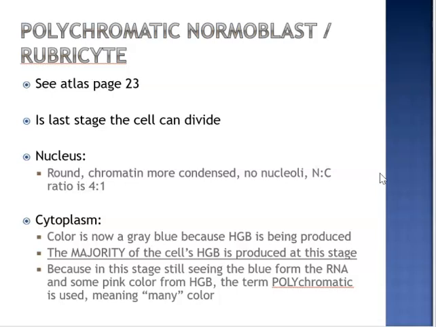Because in this stage you're still seeing blue from the RNA and some pink from the hemoglobin, this is known as polychromatic. Poly means many colors. The poly is the many, and chromatic is referring to colors.